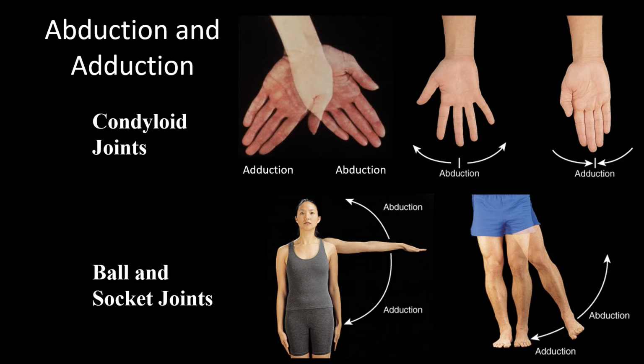For ball and socket joints like the hip and the shoulder, abduction is the movement of the arm away from anatomical position, and adduction is towards anatomical position, towards the midline.